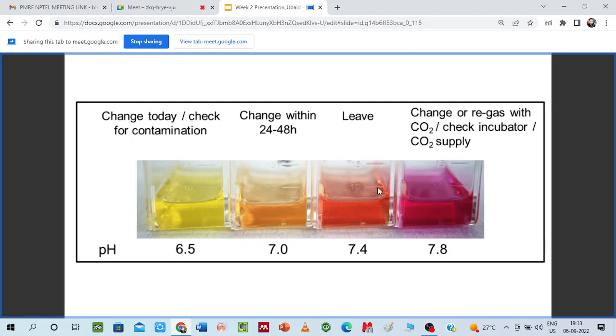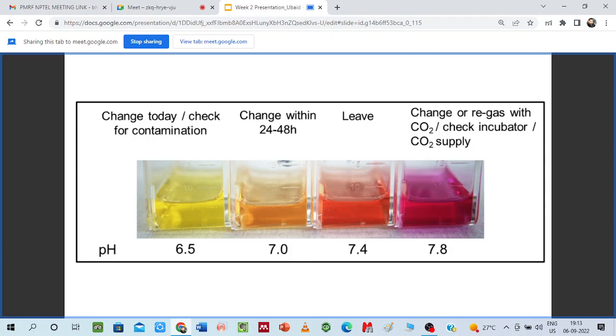If the color of the media is more reddish or pinkish, then you need to check the CO2 supply. So pH must have increased to 7.8. In that case, you need to check if CO2 is going into the cell culture media.